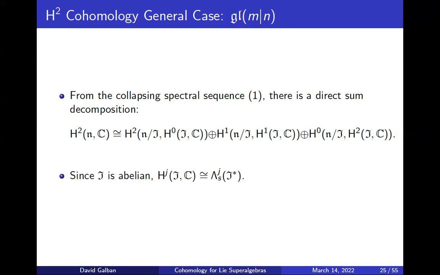All right. And moreover, since I is going to be abelian, it was just the rightmost columns in the G3 case, or really in any GLMN case. Since it's going to be abelian, these terms again are just going to collapse and they're going to be isomorphic to the super exterior power of degree J on I star.